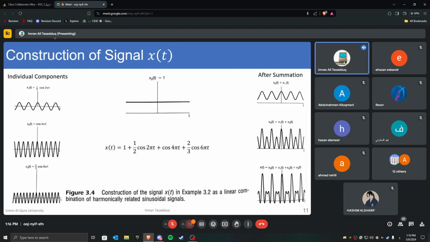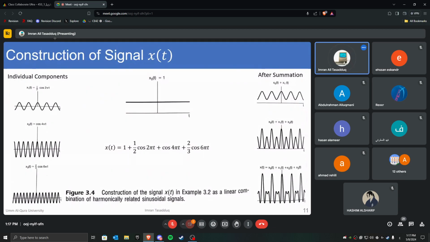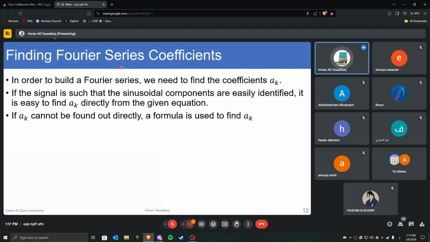Now let's move forward. As I said in the previous slide, these are the unknowns. So our objective is to find these a's. Once we know these a's, we can write the Fourier series of our signal. So how to find these Fourier series coefficients? In order to build a Fourier series, we need to find the coefficients ak. If the signal is such that the sinusoidal components are easily identified, it is easy to find ak directly from the given equation. If ak cannot be found directly, a formula is used to find ak.